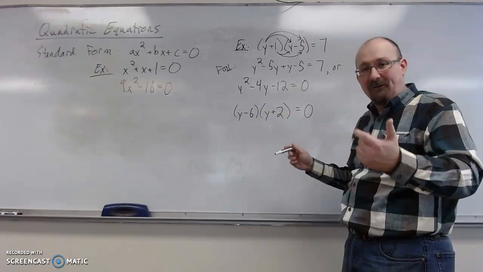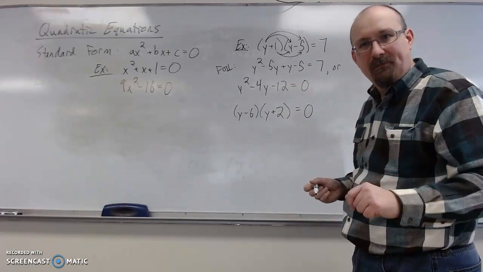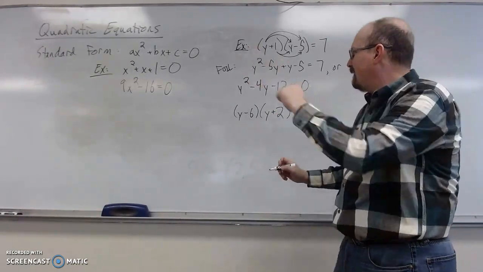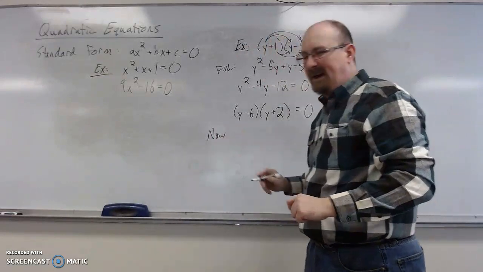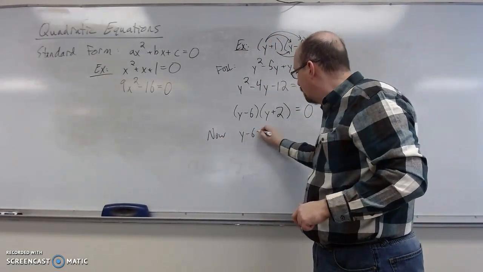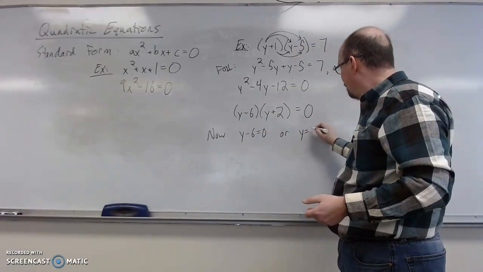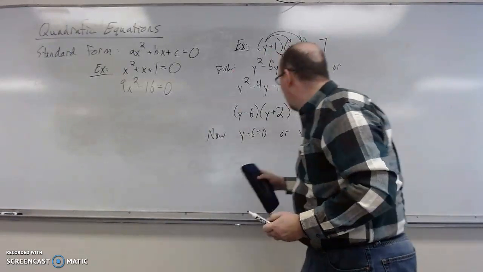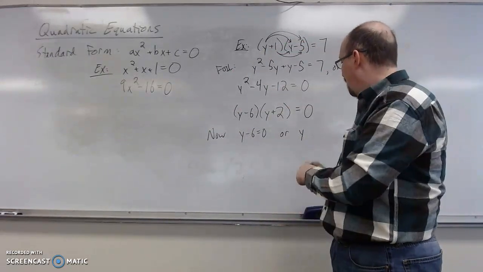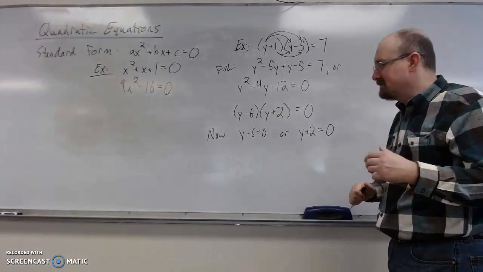So again, if you repeat the FOIL algorithm multiplication here, you'd end up back at the guy that we've set up. So now we can take these two equations, set them separately equal to 0, because one of those two things has to happen. Whoops. Not y equals, y plus 2 equals 0. I'm getting ahead of myself because I've done this an awful lot through the years.